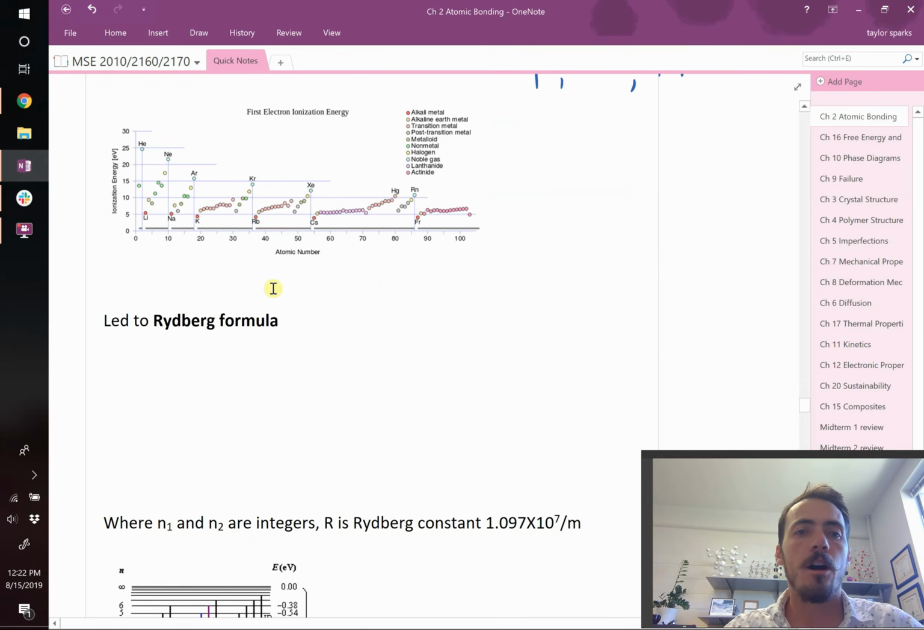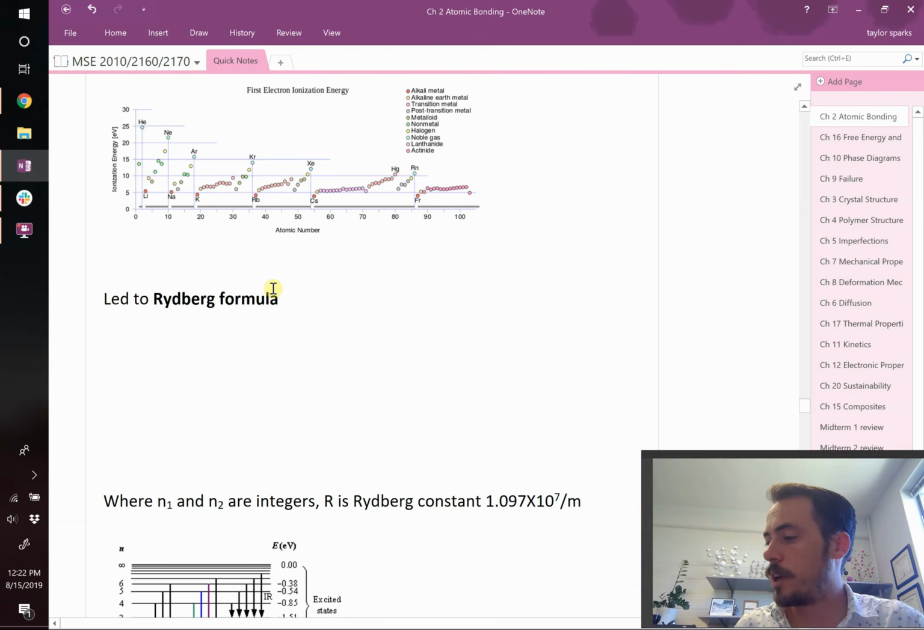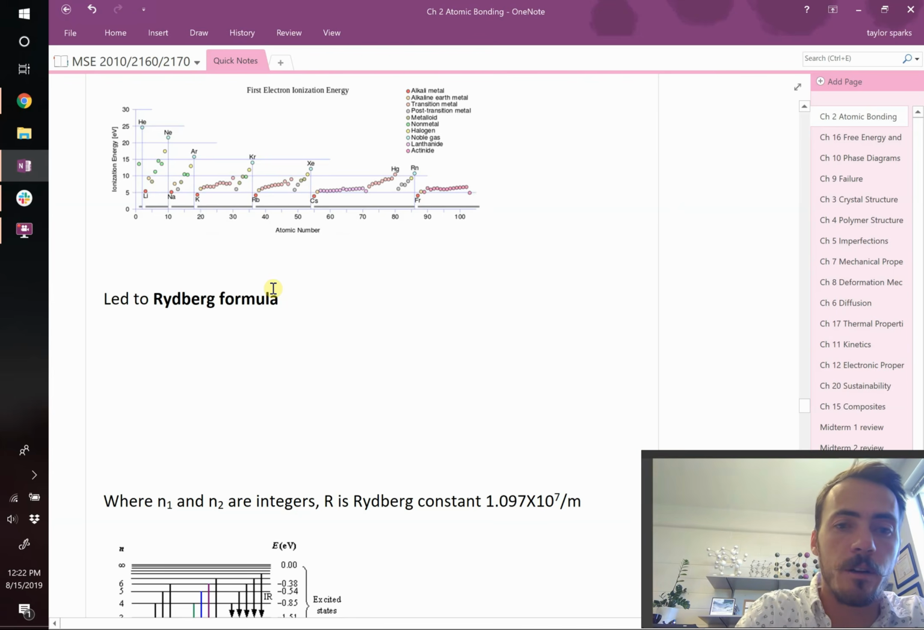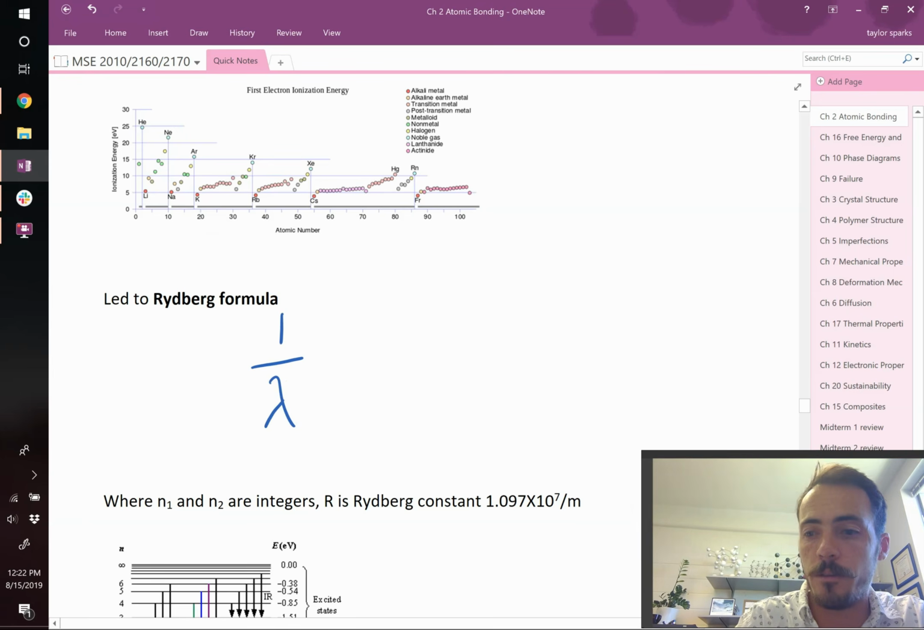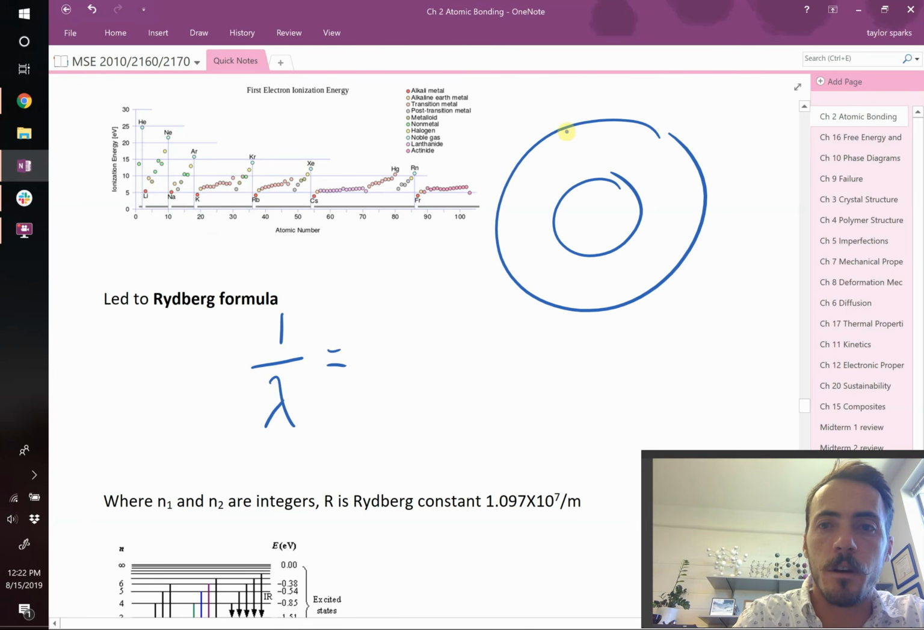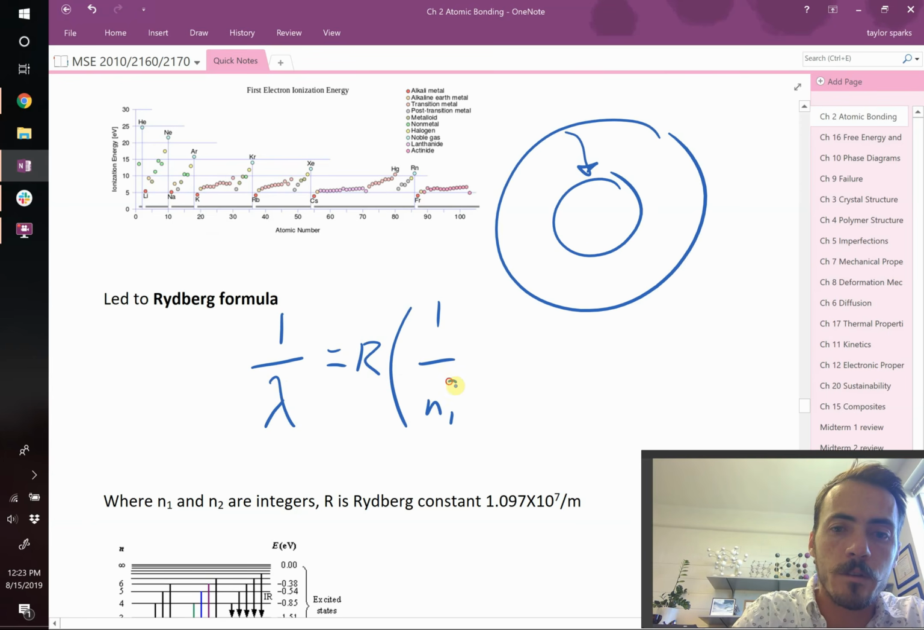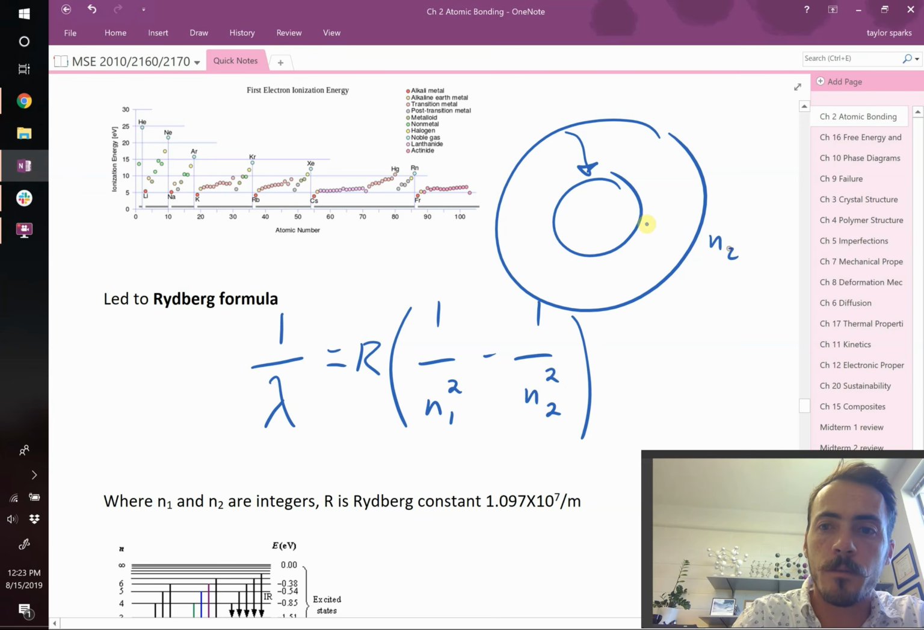In the early days, this led them to understand something called the Rydberg formula. I'm going to write it out. It says that 1 divided by the wavelength of light given off, when you've got these different transitions from one state to another, is equal to the Rydberg constant multiplied by 1 over n1 squared minus 1 over n2 squared, where n1 and n2 represent these different orbitals that you're transitioning between.